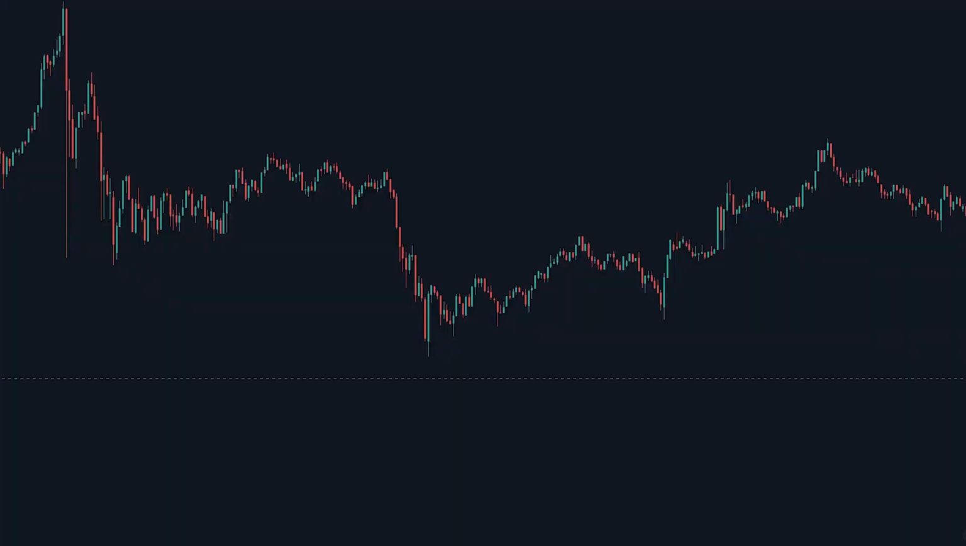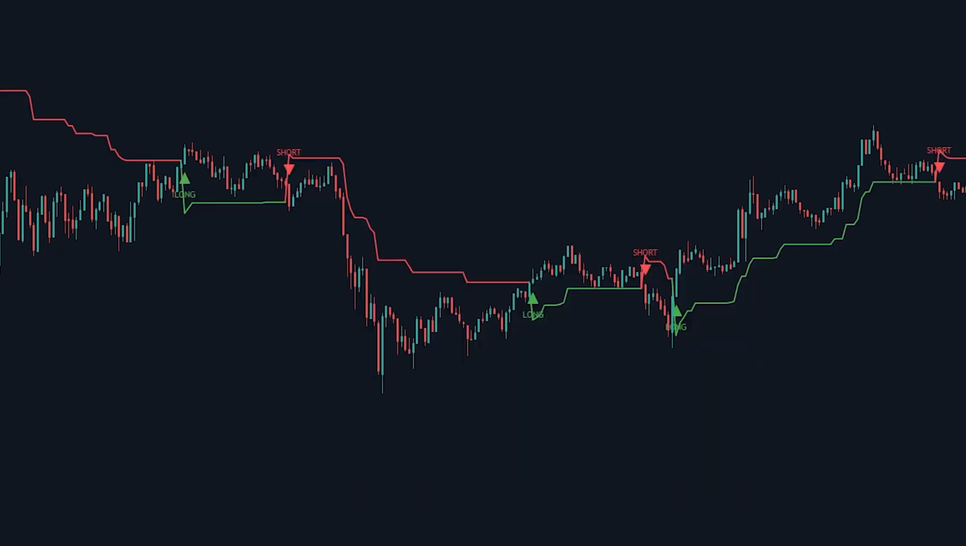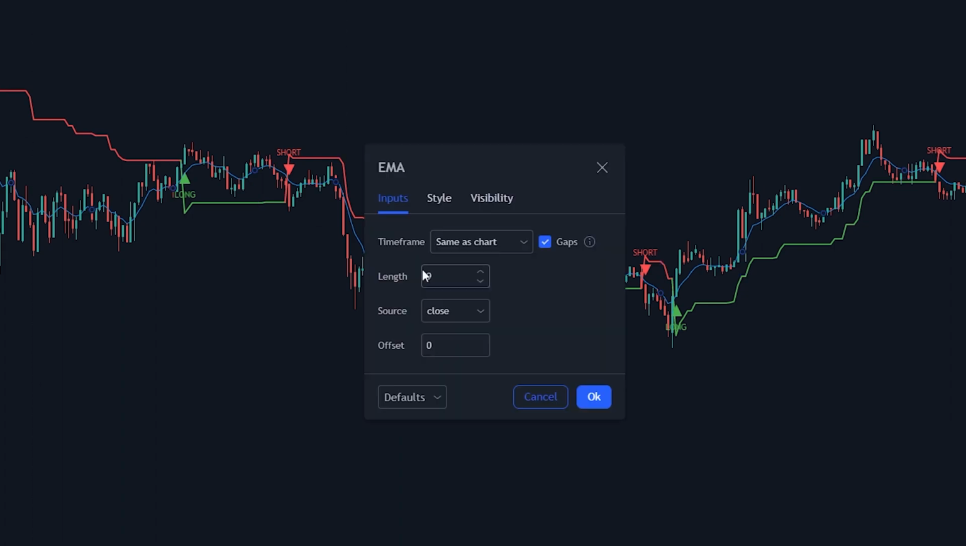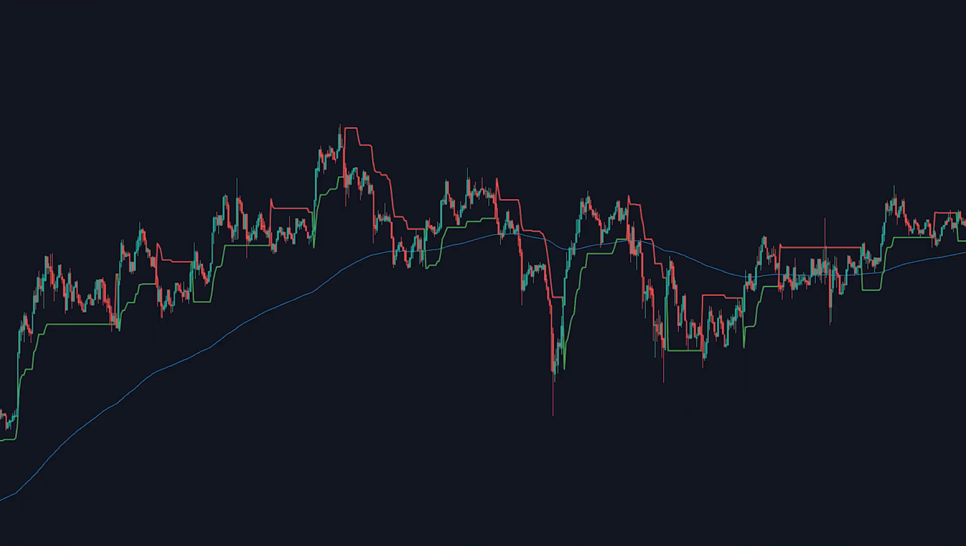That's why pairing both of these indicators is like magic. Let's add these indicators to our chart. Go to the Indicators tab, add the super trend indicator, and just keep the default settings. Next, add the exponential moving average and change the length to 200. Now that we have the indicator set up, let's move to how to actually use this strategy.